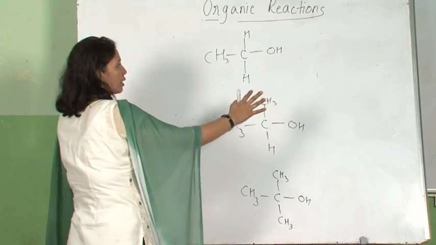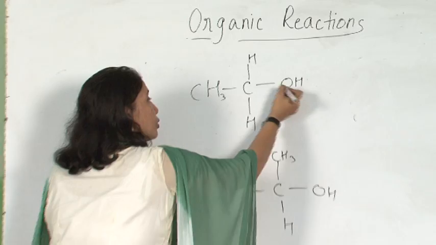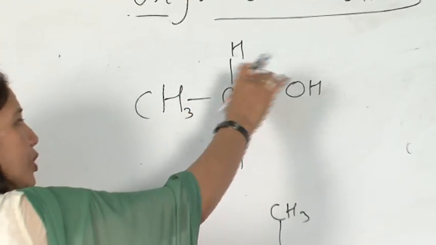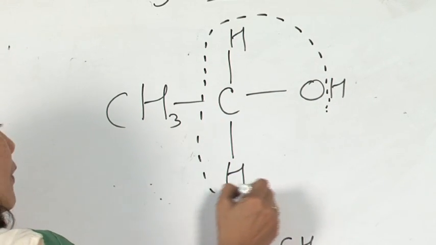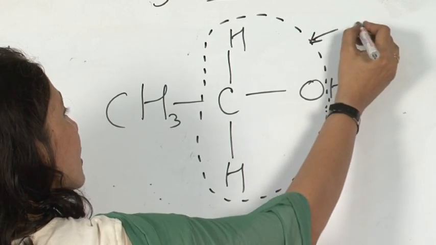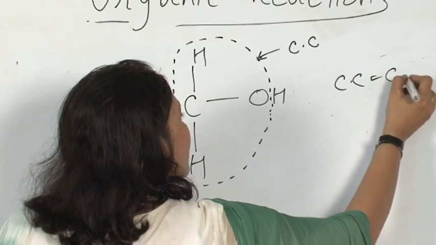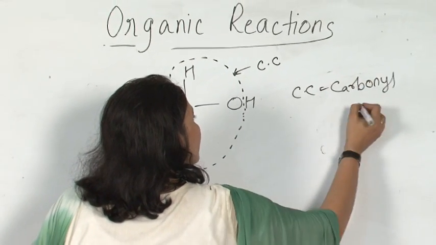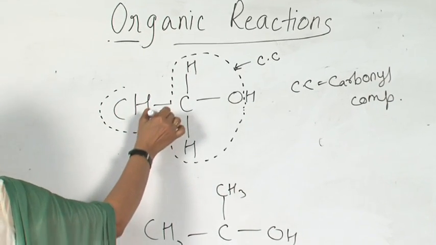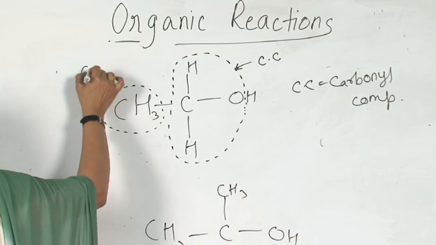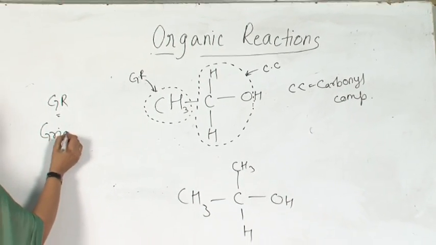Do one thing, in rough, you split up the structure, especially at the carbon atom to which OH is attached. So, this is CH3, CH2, split up this part. Now, just see here, this one is the carbonyl compound. I am writing CC, it means the carbonyl compound. It's just a tip to remember. And this part, whatever is left out, is the Grignard's reagent. GR I am writing, this is nothing but the Grignard's reagent.